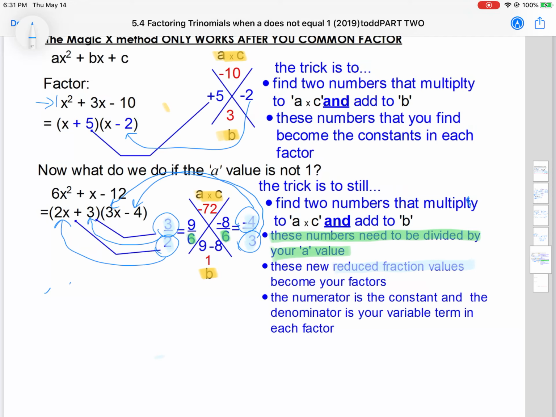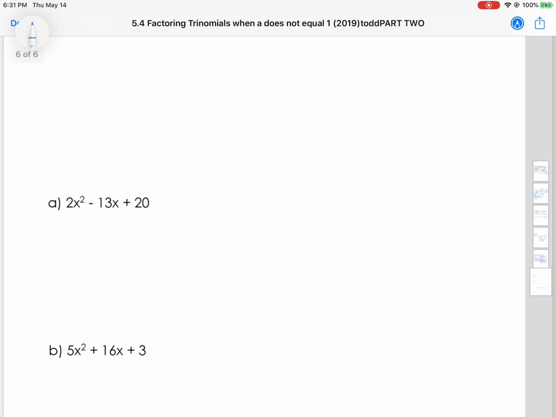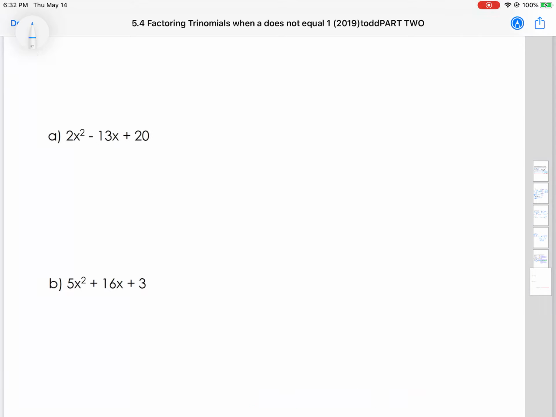Okay, so there are a lot of things about this that you really have to make sure that you do the correct procedure. Okay, so 2x² minus 13x plus 20. So you draw your little x. A times C, check for common factors, sorry. 2, 13, and 20 do not divide by the same thing. A times C is 40, and B is -13. So two numbers that multiply to give 40 and add to give -13.